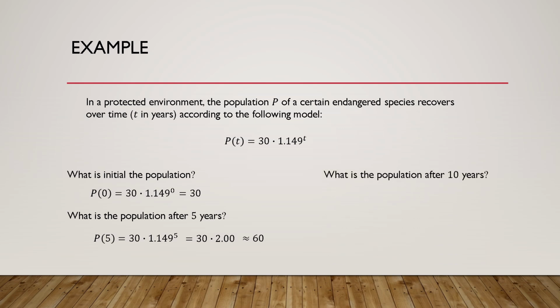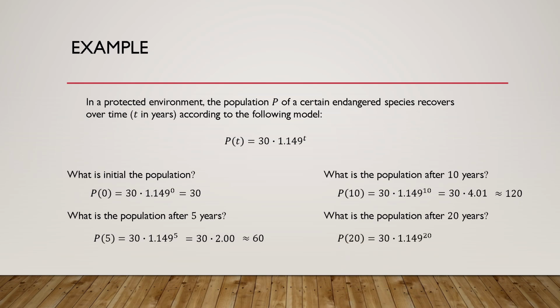The population after 10 years was found by solving P of 10. This equals 30 times 1.149 to the 10th power, or 30 times 4.01, or a population of approximately 120. The population after 20 years can be found by solving P of 20, or 30 times 1.149 to the 20th power, or 30 times 16.08, or a population of approximately 482.